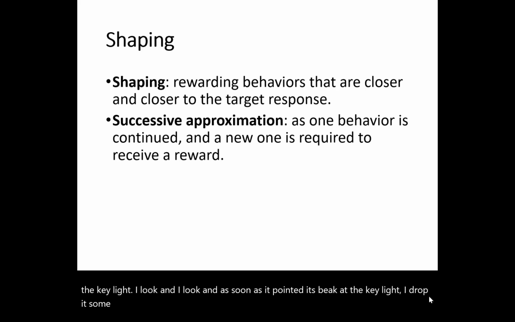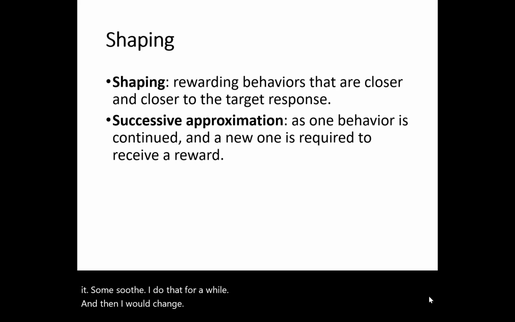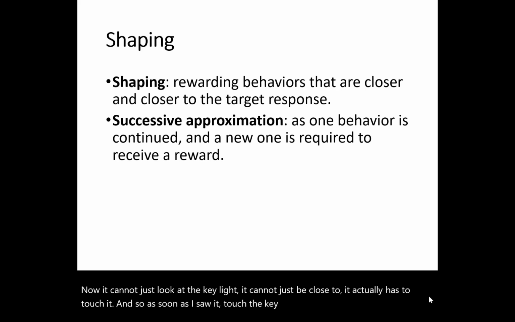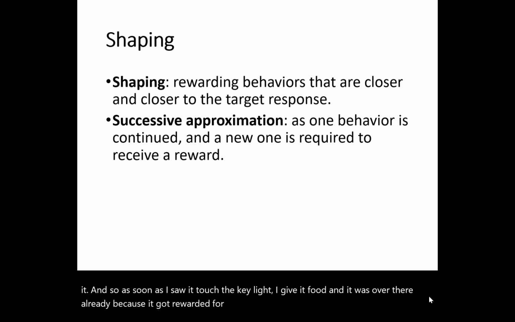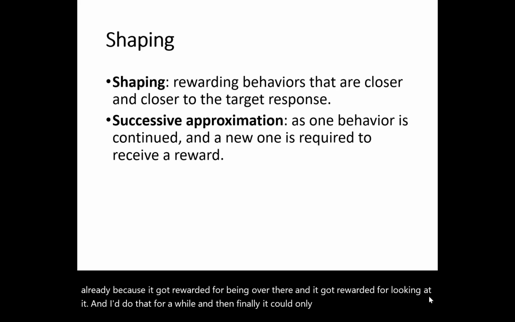I'd do that for a while. And then I would change. Now it cannot just look at the key light. It cannot just be close to it. It actually has to touch it. And so as soon as I saw it touch the key light, I'd give it food. And it was over there already because it got rewarded for being over there, and it got rewarded for looking at it. And I'd do that for a while. And then finally, it could only get rewarded by pecking the key light.